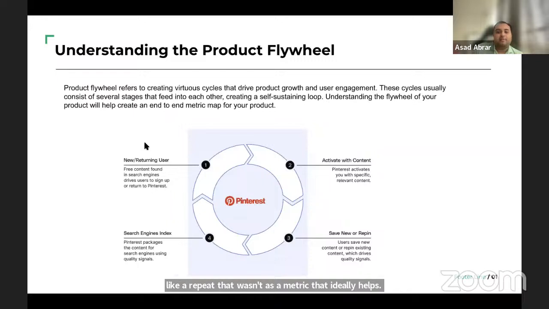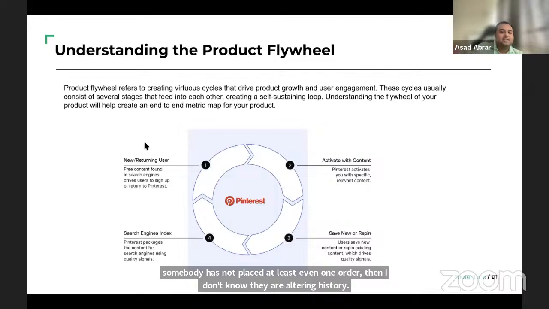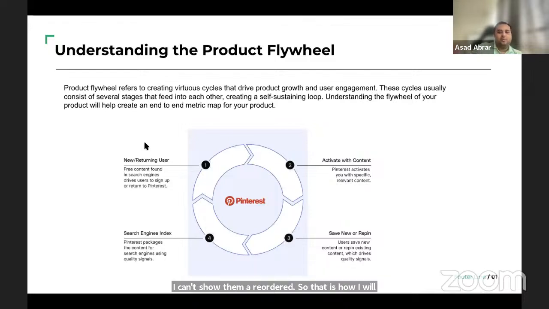Now, why would I have taken repeat conversion as a metric? Why not conversion? Because this is only for users who have placed at least one order on the platform. If somebody has not placed even one order, then I don't know their ordering history, and I can't show them a reorder widget. So that is how I will define it: this is the metric, this is what success looks like to me.